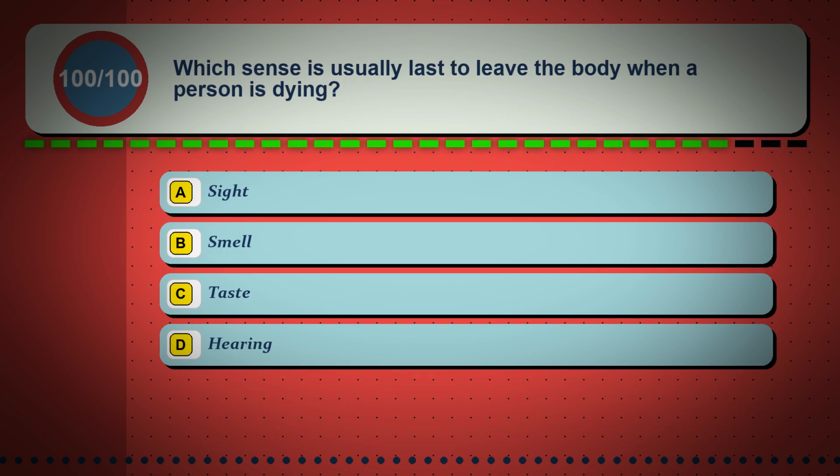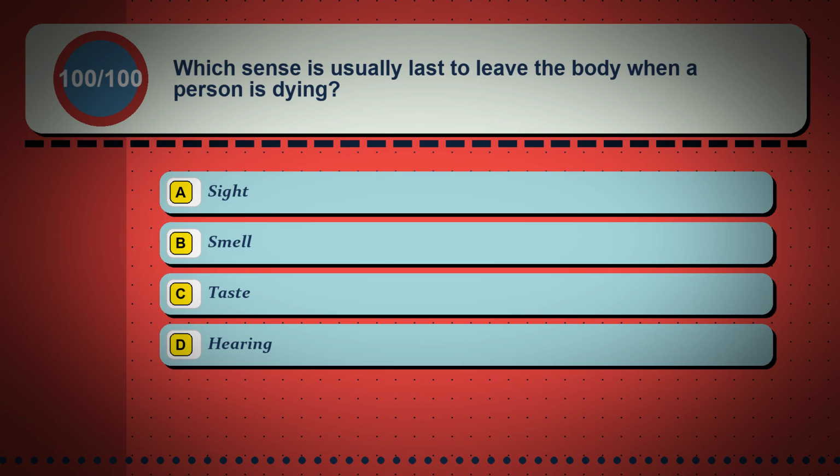Question 100. Which senses usually last to leave the body when a person is dying? Option A, sight. Option B, smell. Option C, taste. Option D, hearing.